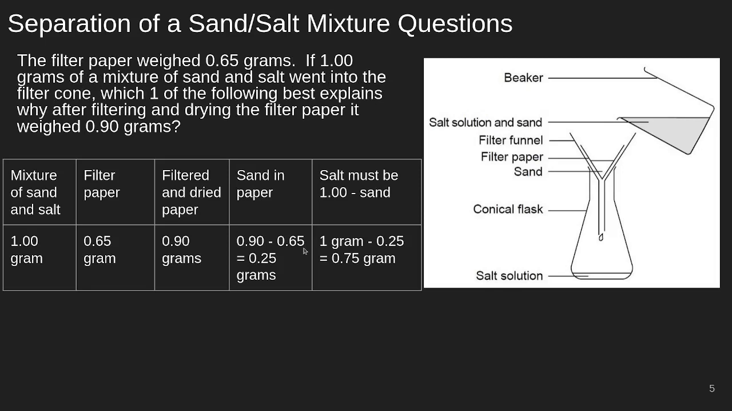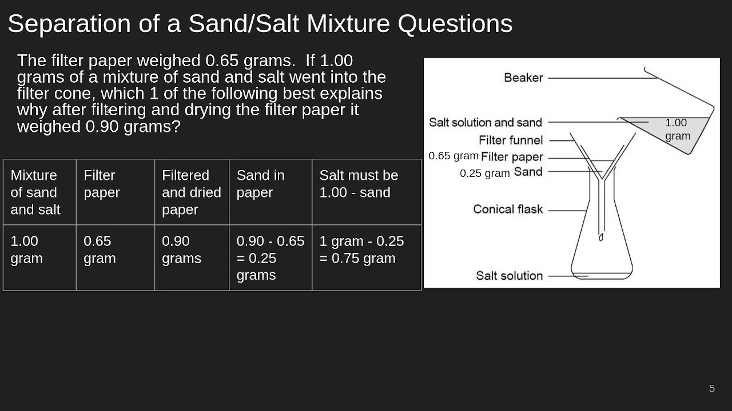Alright, one of the test questions was the filter paper weighed 0.65 grams, if 1 gram of the mixture of sand and salt went into the filter cone. I've labeled that here in the picture. We have 1 gram for the solution, 0.65 grams in the filter paper, and it said 0.25 grams of sand based on the filter and dried paper being 0.9 grams, and when you subtract out the dried filter by itself from 0.9, you get 0.25.